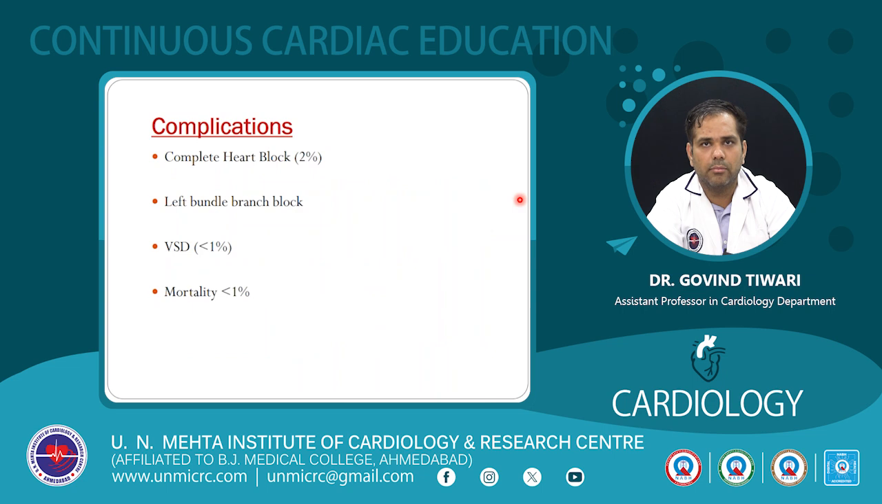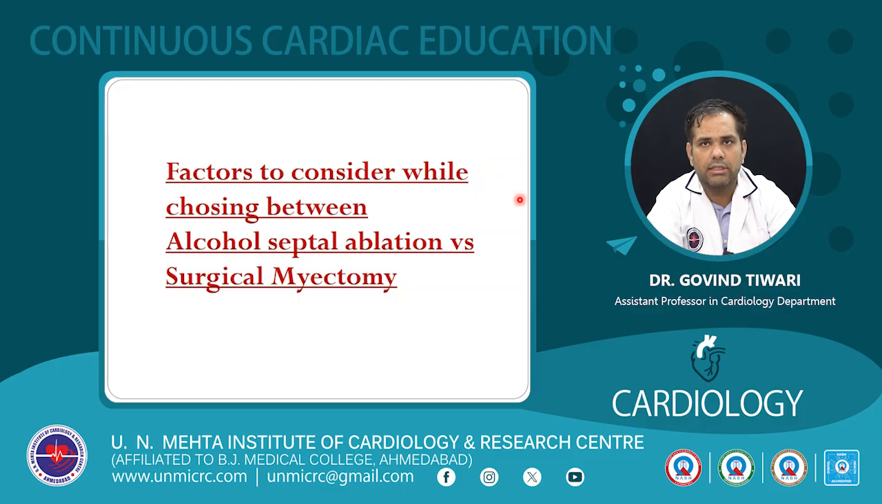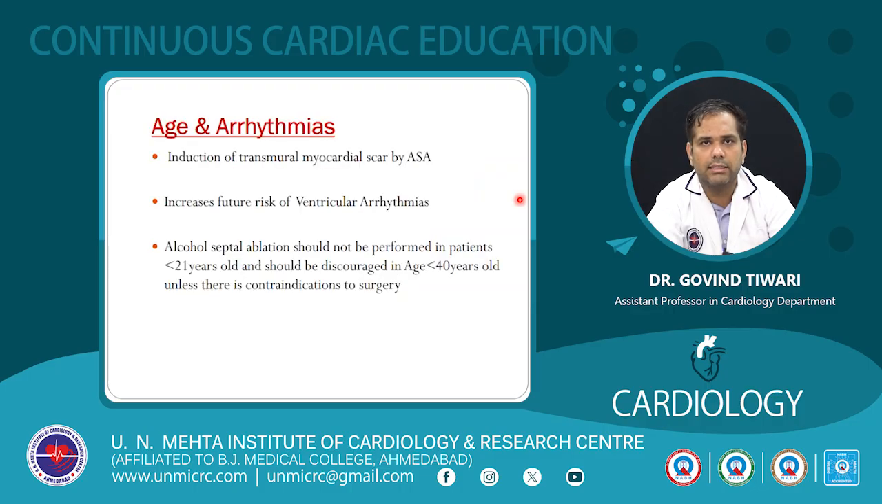Complications are complete heart block, left bundle branch block, VSR, and mortality, that is less than 1%. So factors to consider while choosing an alcohol septal ablation versus surgical myomectomy are age and arrhythmias. Induction of transmural myocardial scar by alcohol septal ablation can be deadly. It can increase the future risk of ventricular arrhythmias.